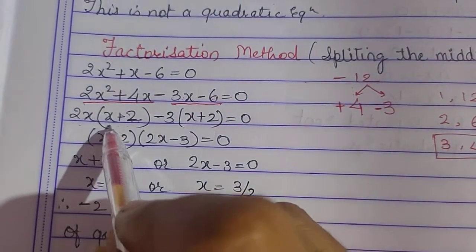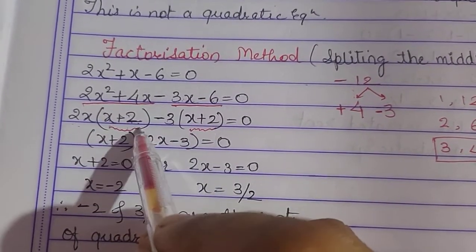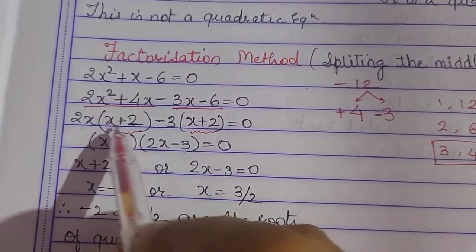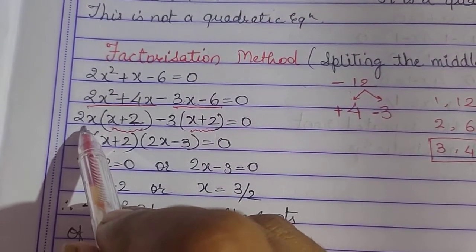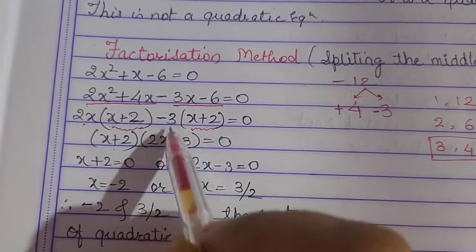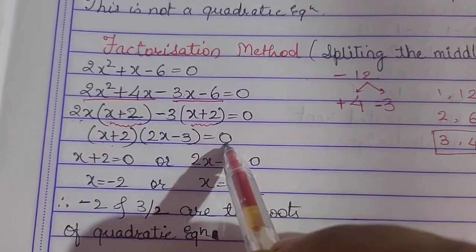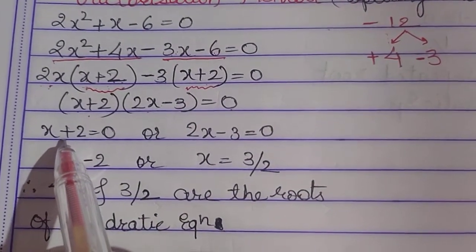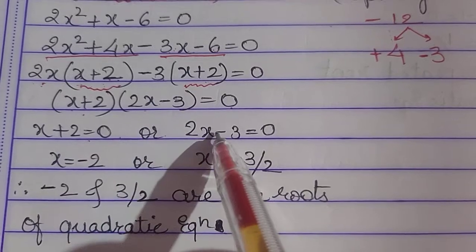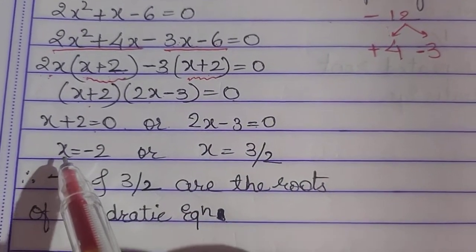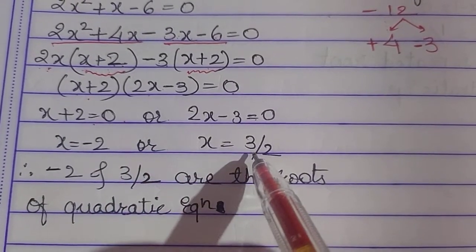We should get the same bracket. Observe this carefully. X plus 2. Okay, so x plus 2, this is common, and then write the remaining term in another bracket, 2x minus 3. Okay, so x plus 2 into 2x minus 3 is equal to 0. Equate each bracket with 0. X plus 2 is equal to 0 or 2x minus 3 is equal to 0. That is x is equal to minus 2 or x is equal to 3 by 2.